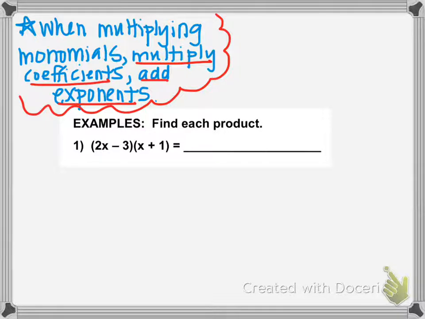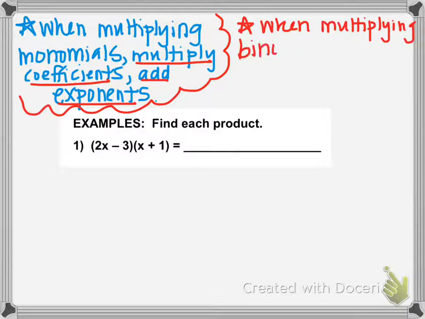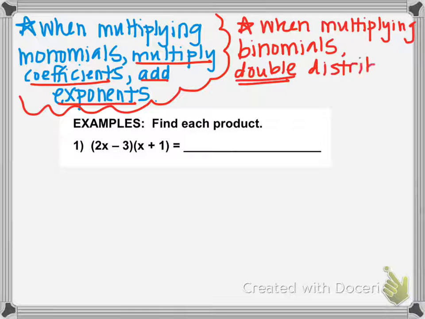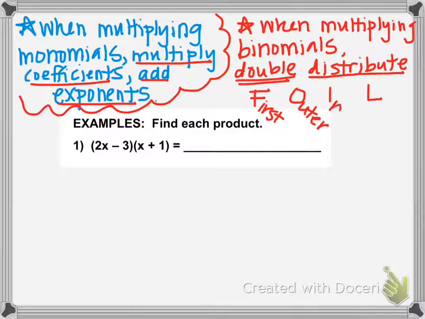Okay, so when you're multiplying binomials, this is how we do it. We are going to be distributing because there are parentheses, but we're going to be doing something called double distributing. We can also use an acronym that helps us, and it's called FOIL. And I'll explain what that means. The F stands for first, the O stands for outer, the I stands for inner, and the L stands for last. So I'm going to show you how to do these two methods, and you're going to be able to decide which method you prefer.